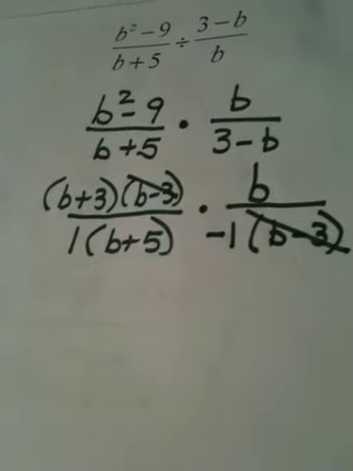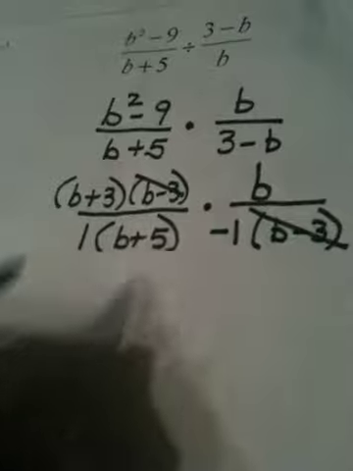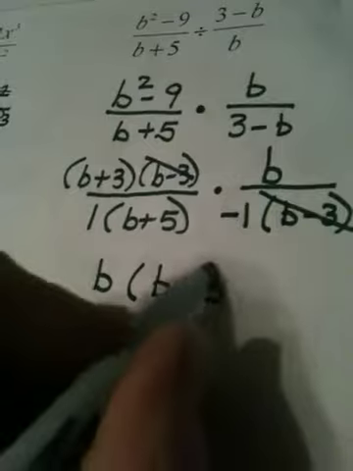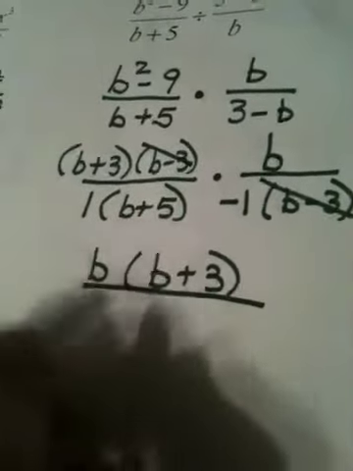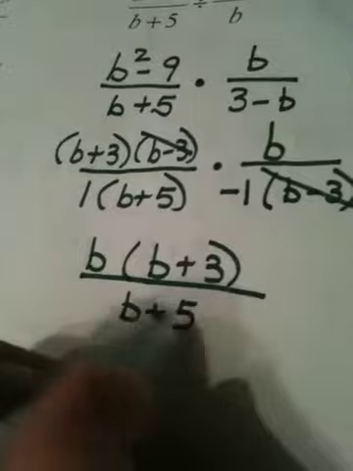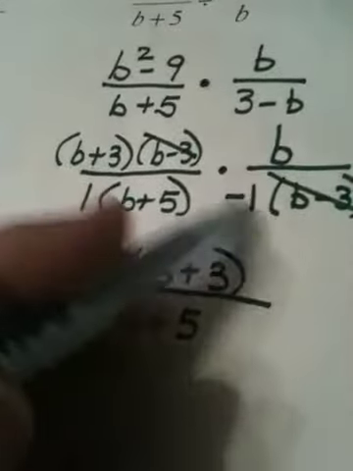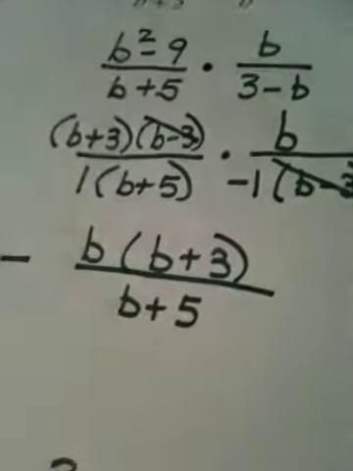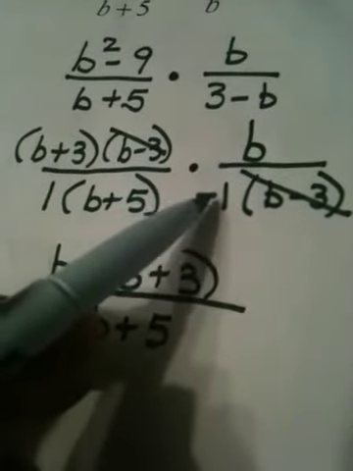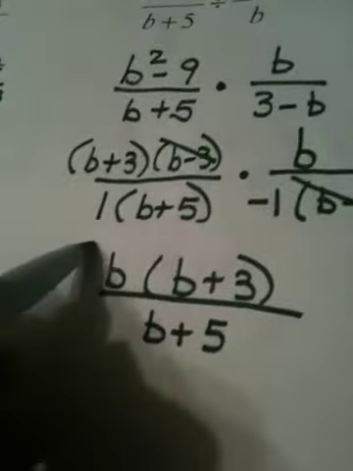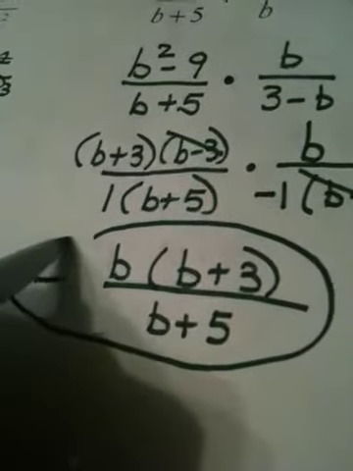There's no other canceling. So watch how I'm going to get my answer. In the numerator, I have a b and a b plus 3. In the denominator, I have a b plus 5, which I really don't need to put parens around, because here's what I'm going to do. This negative 1 is going to come out in front of the whole problem as the opposite of, because remember, you're not supposed to leave negative numbers in a denominator. So we're just going to make the answer the opposite of this. And that is my final and correct answer.